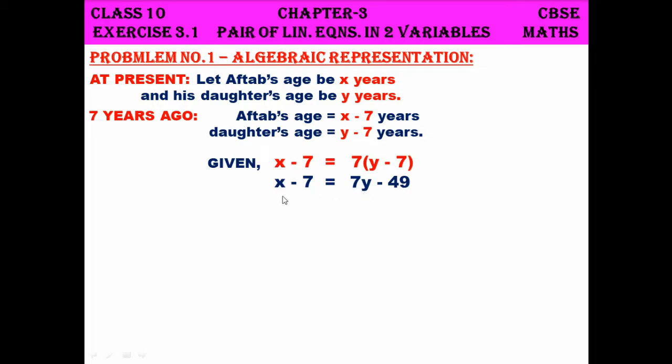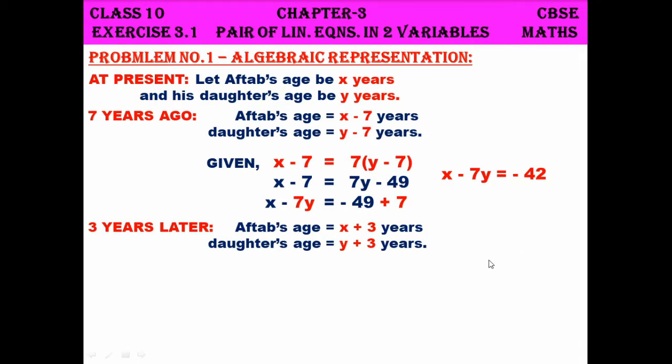Now let me collect all the variables to one side and constants to the other side. So when I bring 7y to the other side, I get minus 7y, and minus 7 to the other side, I get plus 7. So now x minus 7y can't be simplified. Let me simplify this. Therefore, I get x minus 7y equals minus 42, which is my first equation that represents the given situation. Do you understand this first?